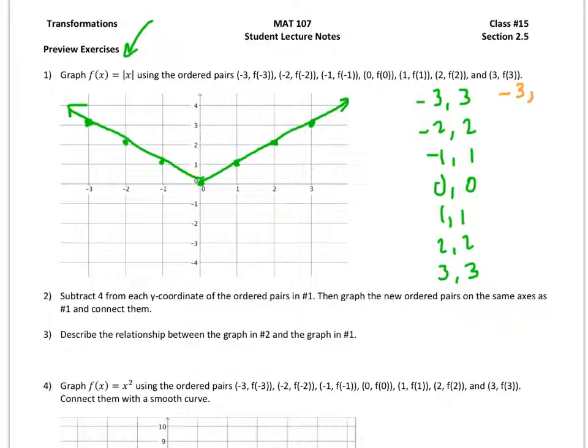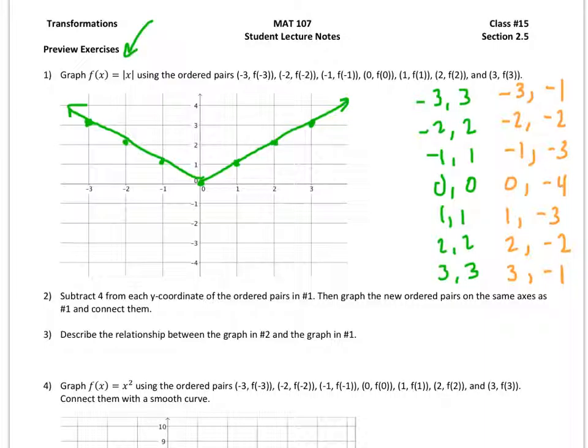So 3 minus 4 is -1. 2 minus 4 is -2. 1 minus 4 is -3. 0 minus 4 is -4. 1 minus 4 is -3. 2 minus 4 is -2. And 3 minus 4 is -1.